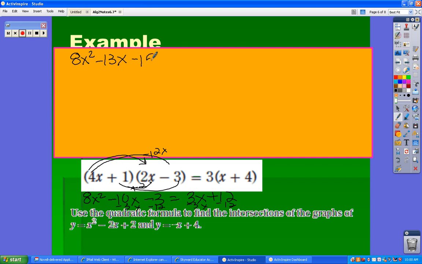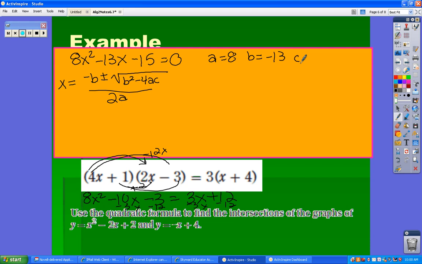minus 15 equals 0. Okay, this one is harder to figure out by guess and check, and it might be quicker to do the quadratic formula rather than play with all those factors of 8. So let's go ahead and look at the quadratic formula here. x equals negative b plus or minus the square root of b squared minus 4ac, all over 2a. a equals 8, b equals negative 13, c equals negative 15.